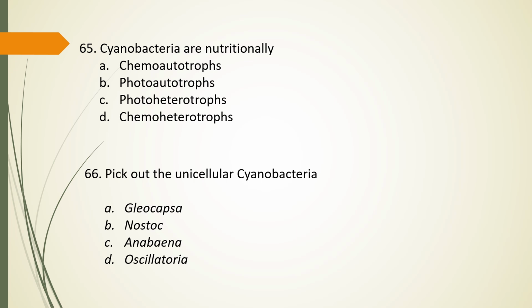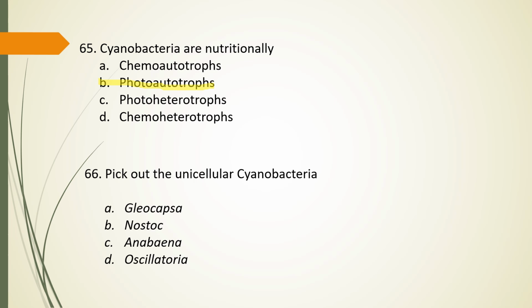Question number 65. Cyanobacteria are nutritionally option A chemoautotroph, B photoautotroph, C photoheterotroph, D chemoheterotroph. The correct answer is option B, photoautotroph. The cyanobacteria are photoautotrophic organisms.